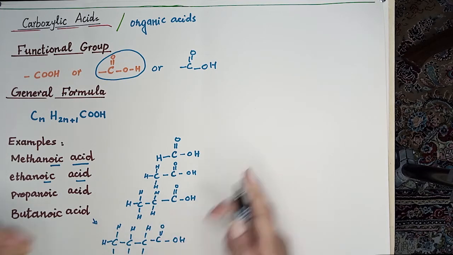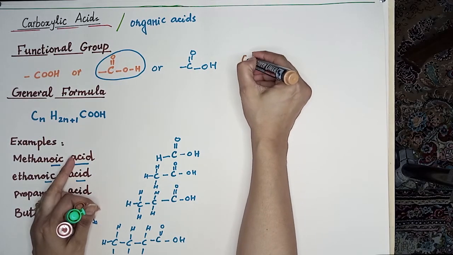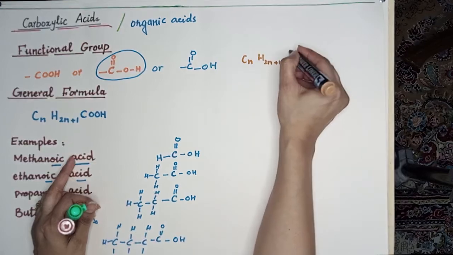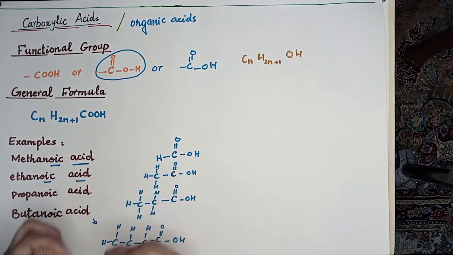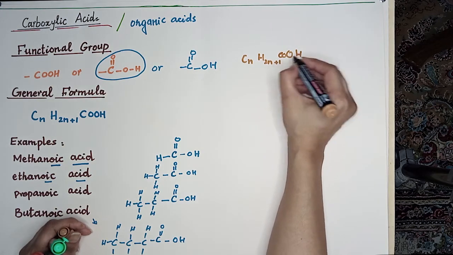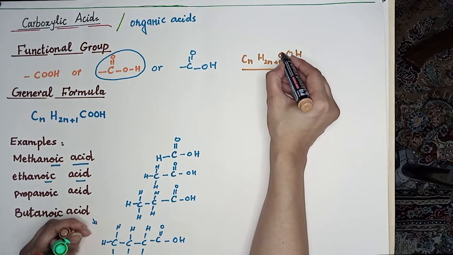Okay. So, this is the formula: CnH2n+1COOH. Sorry, COOH. This is the way through which we are going to use this formula.